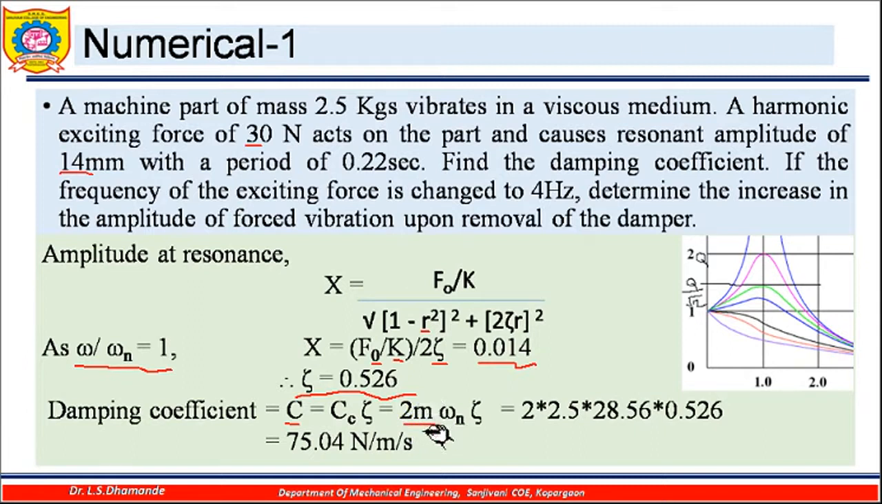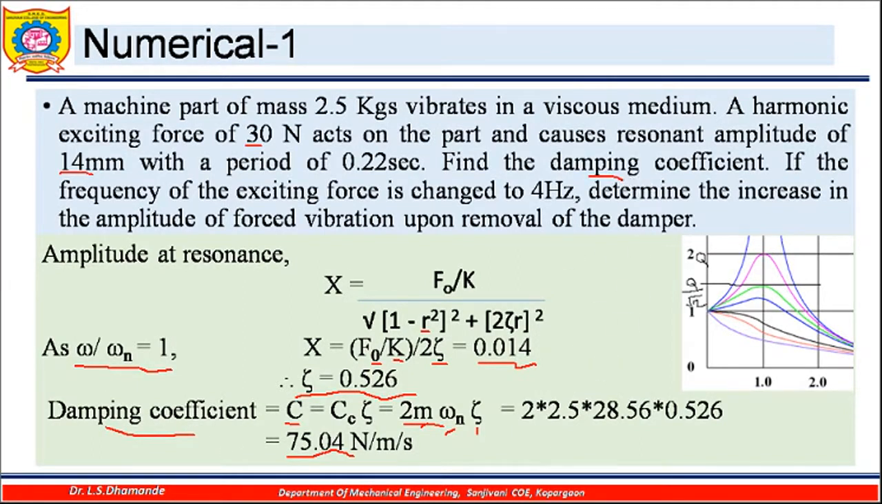So value of m is known to us, value of omega n is known to us, and zeta we have just got, 0.526. So if I multiply all these three with constant 2, I will get 75.04 Newton meter per second. Newton per meters per second. Okay, that means actually it is Newton second per meter. That is the unit of it. So this is what a damping coefficient means. The first part of this particular numerical is over. So we have got the damping coefficient.